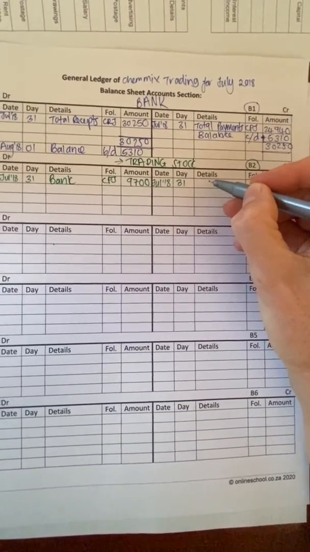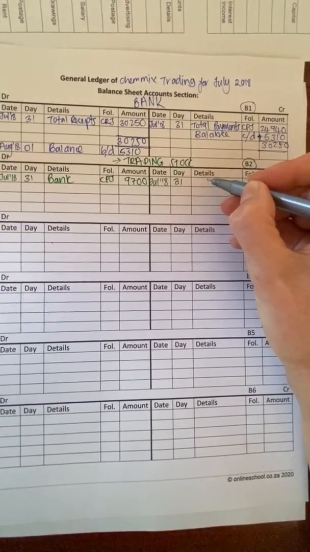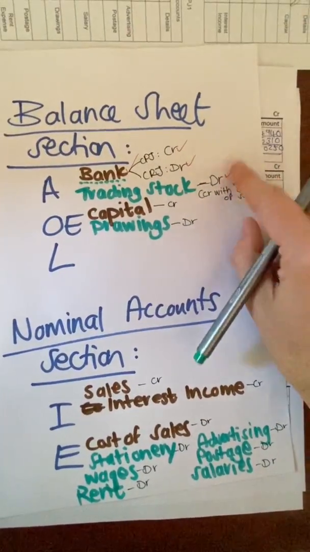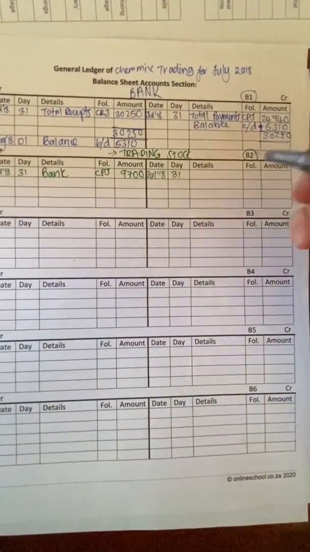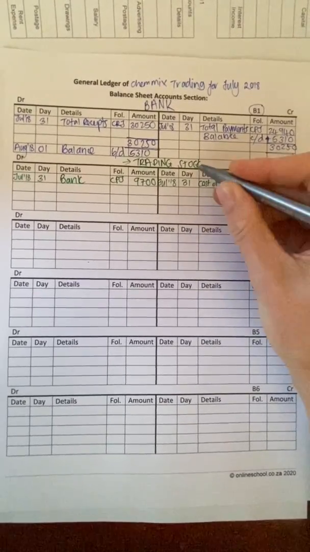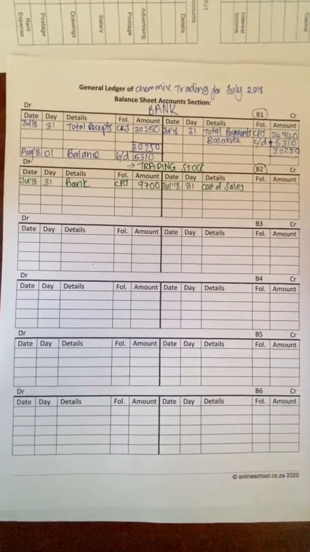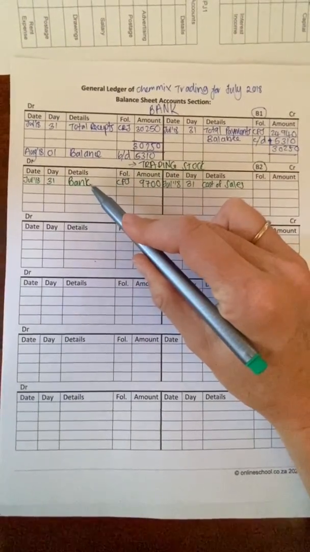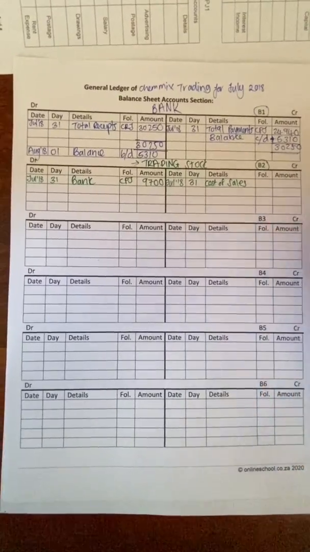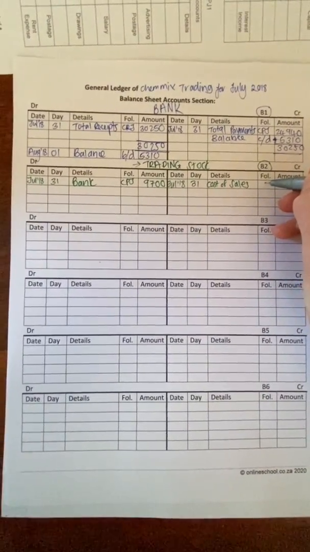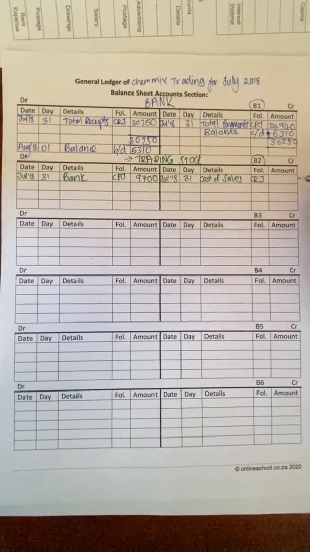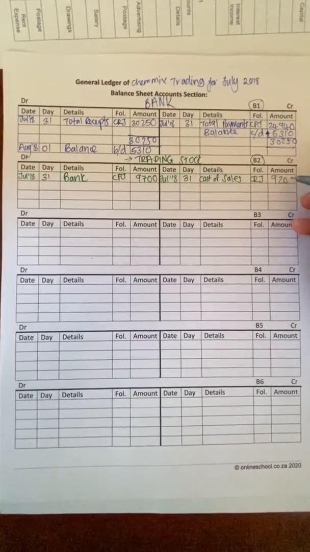My details now. What is my contra account? My contra account is cost of sales, because that is the information that I'm recording here in the trading stock account. I'm recording the fact that this trading stock, which was paid for by the bank account, has got a cost in my business. It's the cost of sales. The folio reference, where did I get this information from? I got it from the cash receipts journal. And my amount is 9,200 Rand.